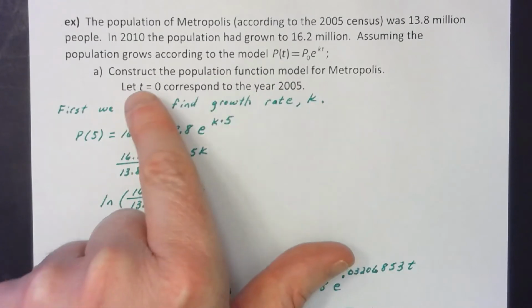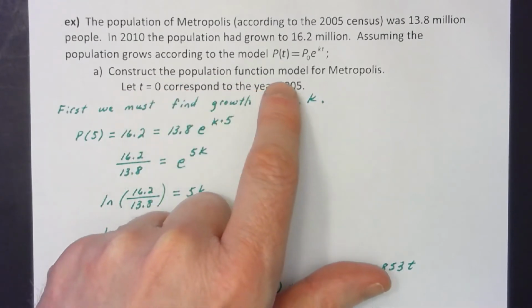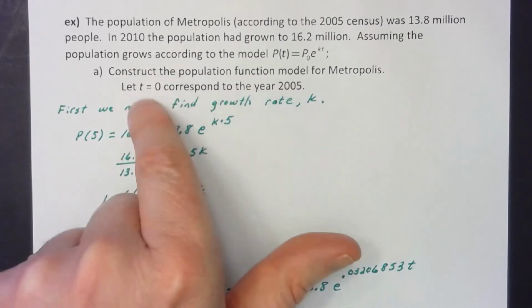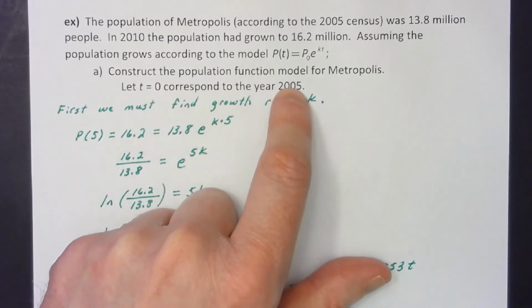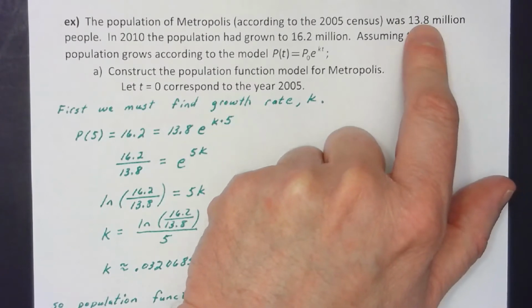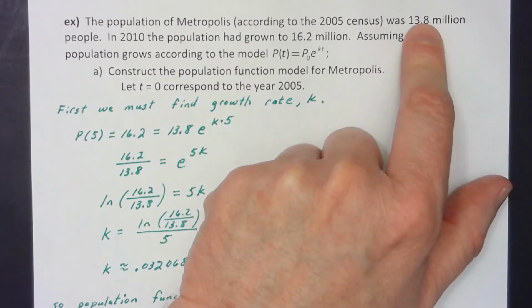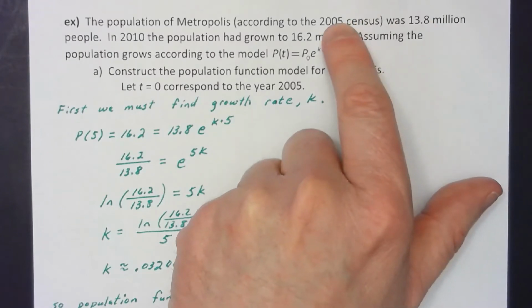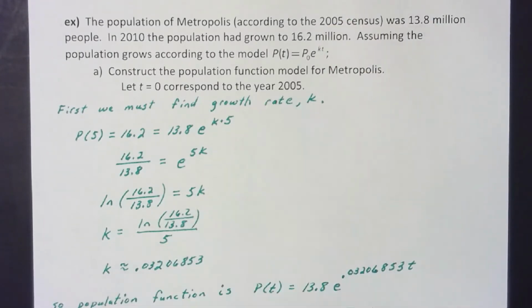So let t equal 0 correspond to the year 2005. And again, why are we letting t equal 0 correspond to that year? Because that's the very first population data that we had in the problem. So we have to consider 13.8 million as our original population at time equals 0. So time equals 0 corresponds to 2005.